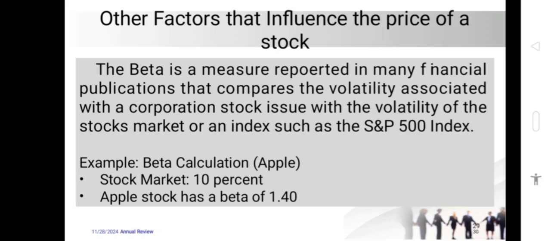Then, the purpose of beta is to extend portfolio management and risk assessment. Investors use beta to align their investment choices with their risk tolerance. A high beta stock might be suitable for an aggressive investor seeking growth, while a low beta stock is ideal for risk-averse investors aiming for stability.